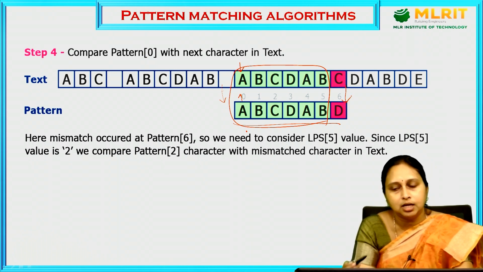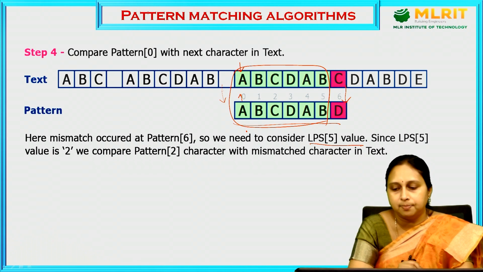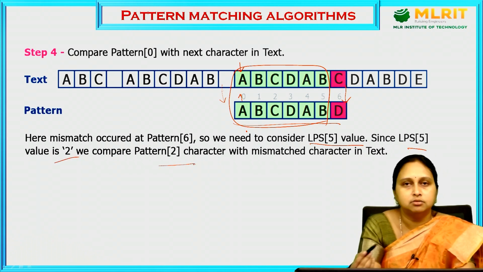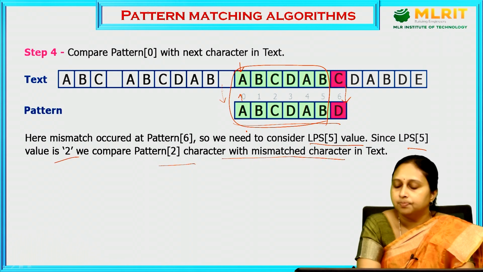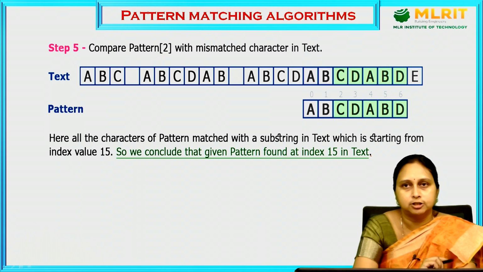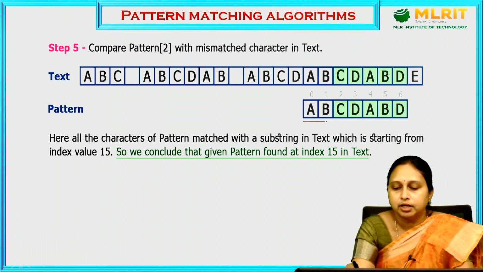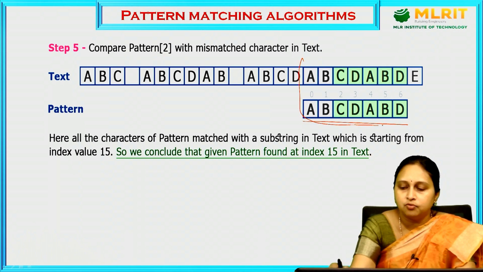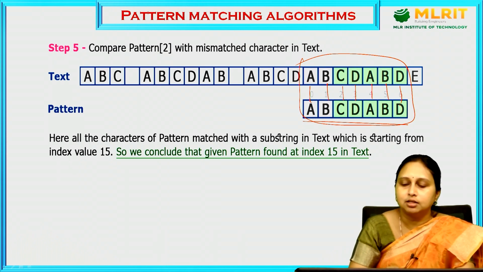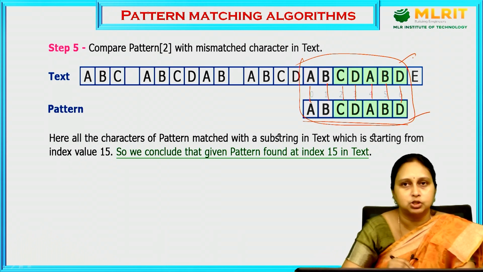Again, we need to use the LPS table. LPS of 5. LPS of 5 value is 2. Now again pattern of 2 character with the mismatched character in the text. Again we need to shift it, and we need to check it. Right? Now we are going to check it. Now if you verify here, all the characters after shifting are matching. So we can say that the particular pattern is present in the text.